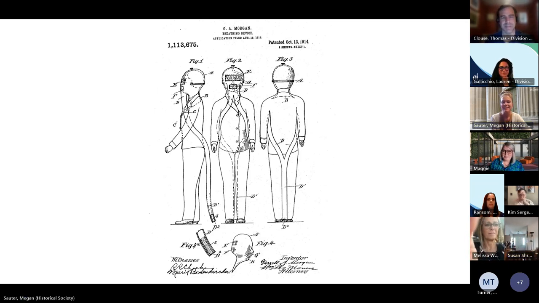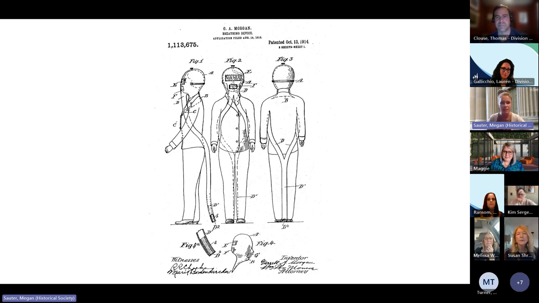What else? I think the only other thing. Go ahead, Thomas. I think the only other thing that I would note is just the general design of what it looks like, kind of in the round from the front, the back, and the side. Mm-hmm. So looking at all sides of it for the design.